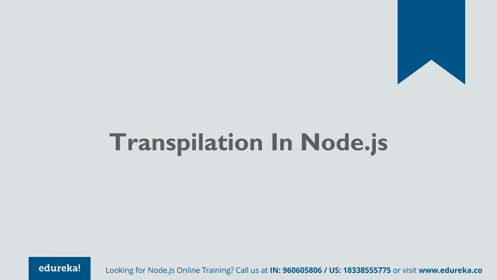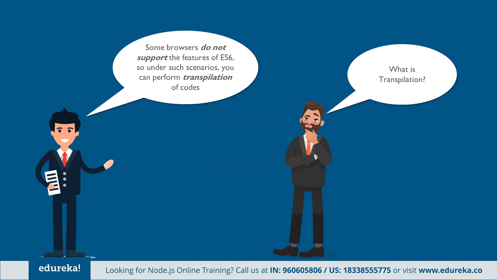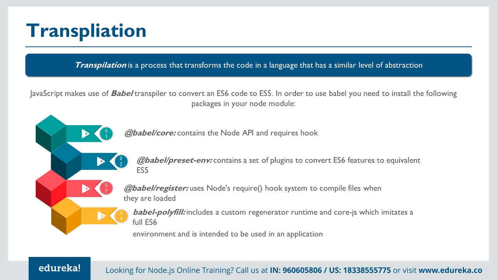Transpilation in Node.js. Some browsers do not support the features of ES6. So under such a scenario, you can perform transpilation of code. Transpilation is the process that transforms code into a language that has a similar level of abstraction. JavaScript makes use of the Babel transpiler to convert ES6 code to ES5.